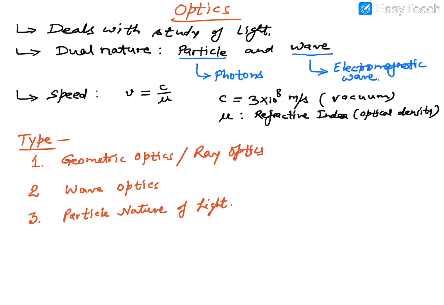Now we will be studying all these three segments of this chapter separately. So first we will focus on ray optics, or geometric optics. Then we will move towards wave optics, and then finally we will go towards particle nature. So we will follow the same sequence. So now let's go for geometric optics.